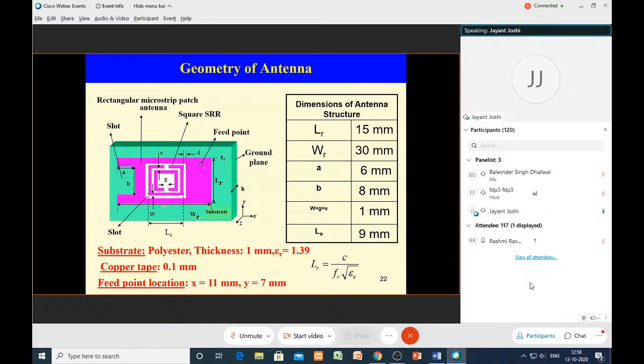If you are going for a finite ground plane, whatever the size of the patch, if your ground plane is of the same size, then you may face the problem of backlobe. So if you don't want the backlobe, try to avoid a finite ground plane. But if the situation demands it, then you have to follow some compromising techniques. So this is the geometry of the antenna.